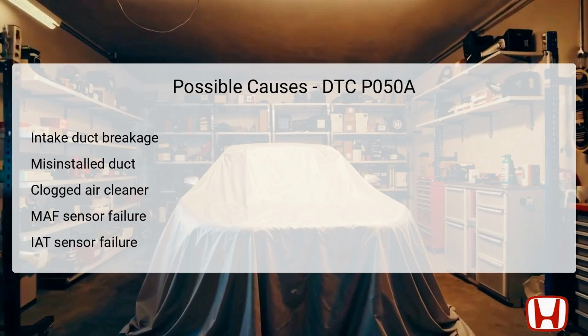Several factors can lead to the DTC P050A being triggered. First, the intake air duct may be broken or misinstalled, which can cause significant air leaks and impact the system's ability to function correctly. If the air cleaner is clogged, broken, or severely damaged, it can restrict airflow, leading to a failure in the idle air control system. A malfunctioning mass airflow sensor could inaccurately measure the amount of air entering the engine, again causing discrepancies in performance.